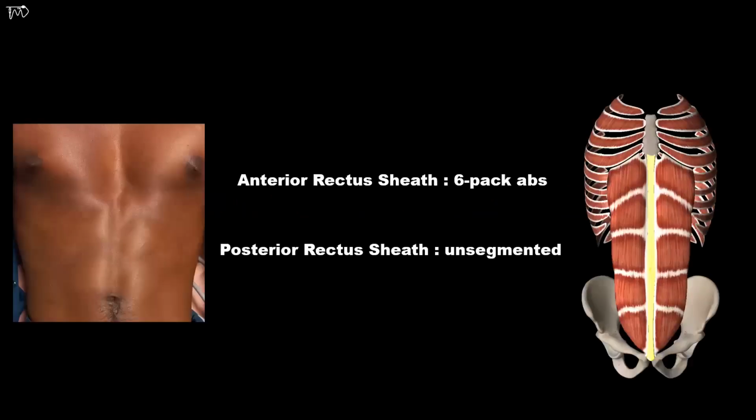Coming to the rectus sheath block. Rectus sheath block has been used to provide somatic analgesia for midline incisions in laparoscopic as well as open surgeries. The posterior rectus sheath is unsegmented, unlike the anterior one, which has 3 to 4 tendinous insertions. Hence, the LA injected in this plane will have an uninterrupted spread.